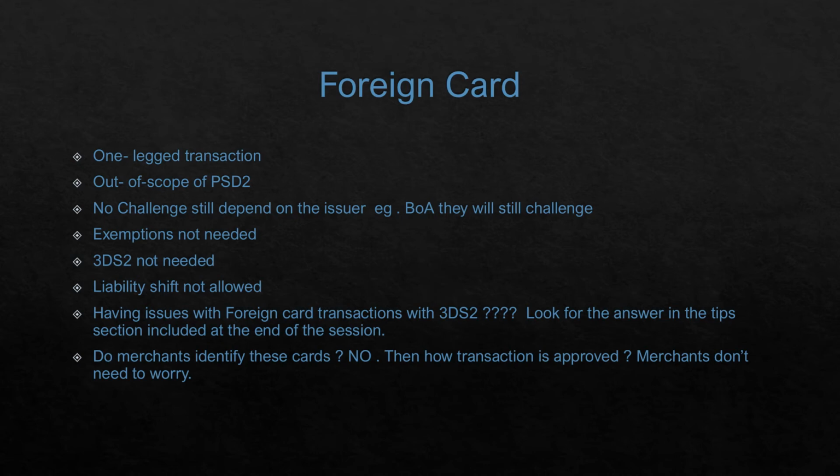I have a very real life example, like Bank of America. We used a foreign card of Bank of America. It still led us to a challenge flow, even though some other issuer did not lead us to the challenge flow. So it's all up to the issuer. If they still feel that it's a risky transaction, they might show you an OTP screen.